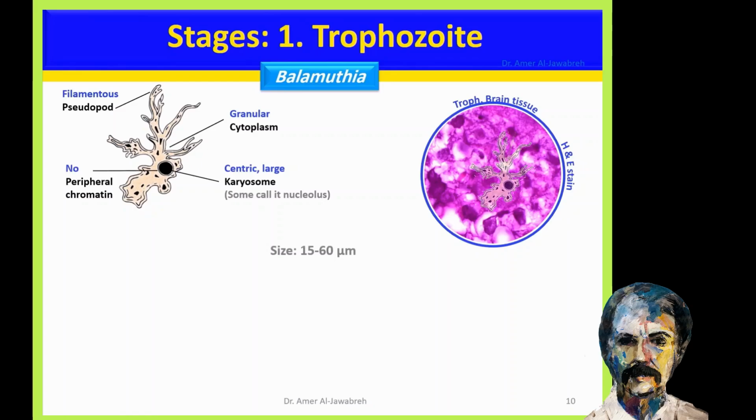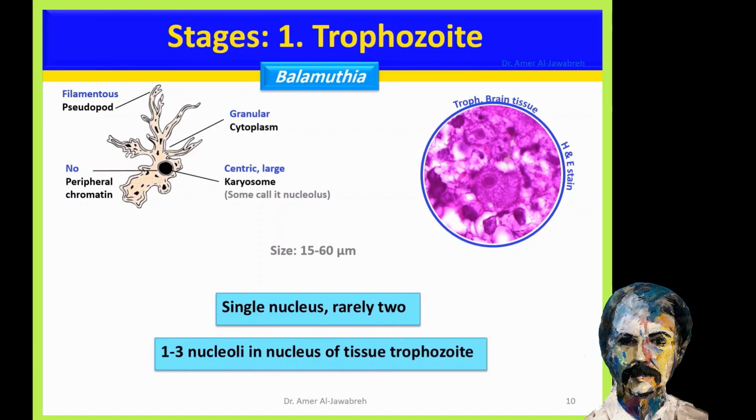Size 15 to 60. You remember the Entamoeba coli? Very big. This is like that one. But Entamoeba coli doesn't have filaments like tree branches. It's only very big and that's all. This one has branches like a tree. We call them filamentous pseudopods.